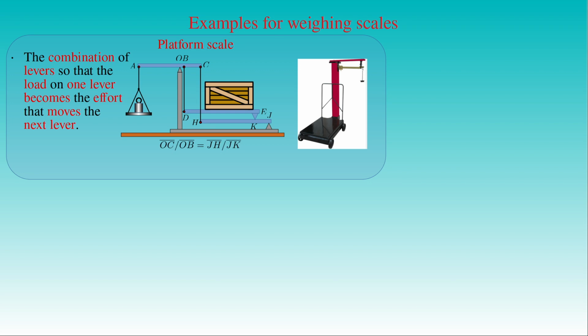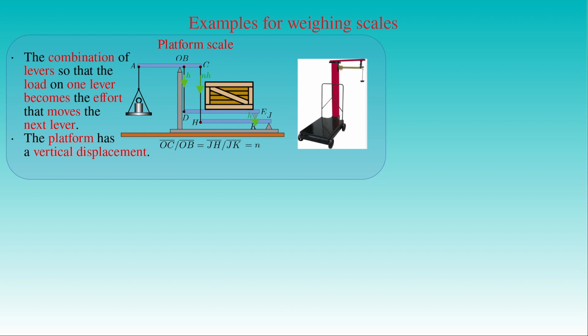The ratio of the distance OC to the distance OB is equal to the ratio of the distance JH to the distance JK. These ratios are constant, let us say n, even if the levers move. As a result, the platform has always a vertical displacement. For if the points B and D are lowered by the height h, then the points C and H are lowered by the height n times h, but the points K and E are lowered by the height h again.